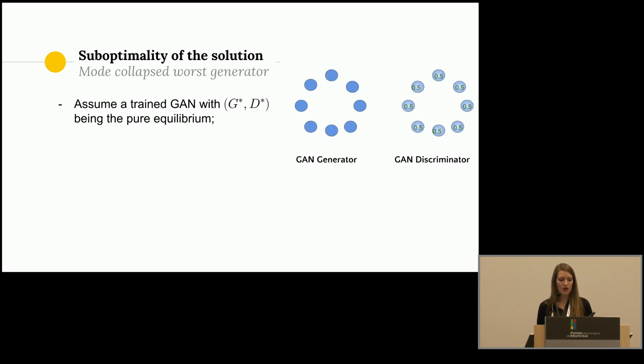One question that arises is, what happens if, when we are trying to find the worst generator, we have mode collapse? Because we know that mode collapse is a problem of GANs, is this a problem when we're trying to compute the duality gap metric? So in particular, assume we have the same problem as before, a mixture of 8 Gaussians in a circle, and we have a trained GAN that hits the pure equilibrium. Here we have a generator that covers all 8 modes, and a discriminator that gives 0.5 for all the modes, fake or real, as it cannot distinguish what is real and fake.